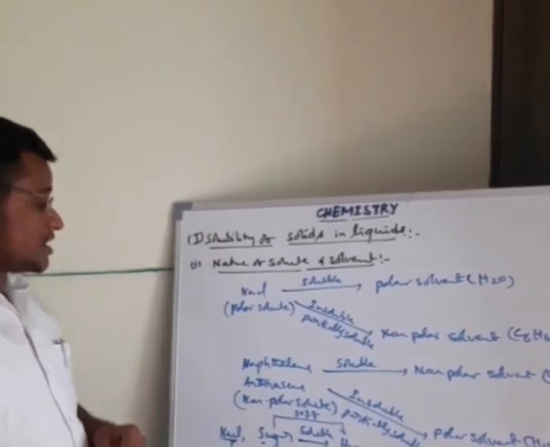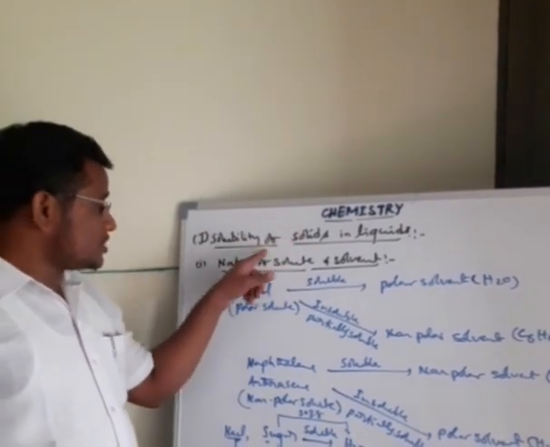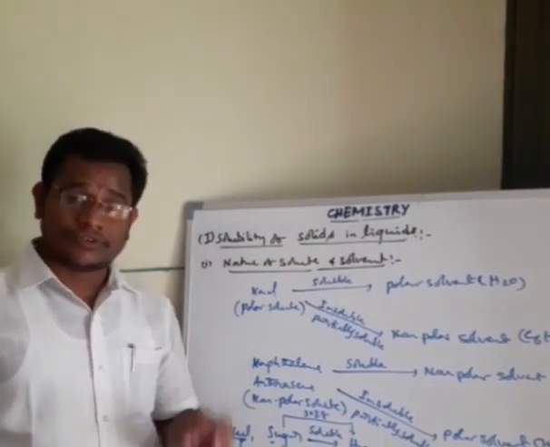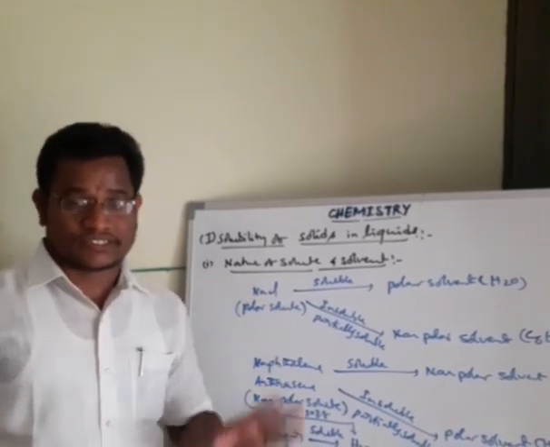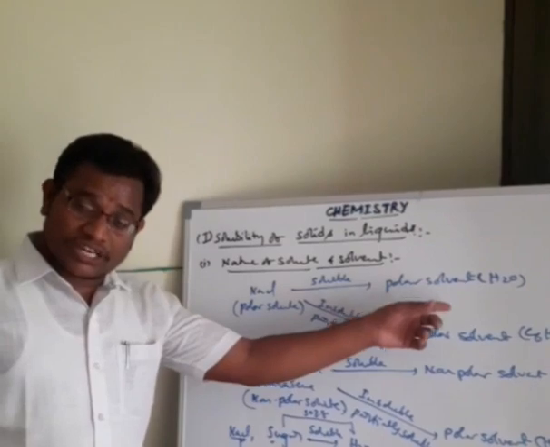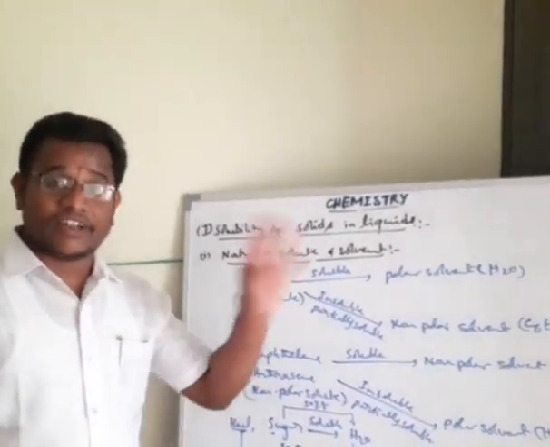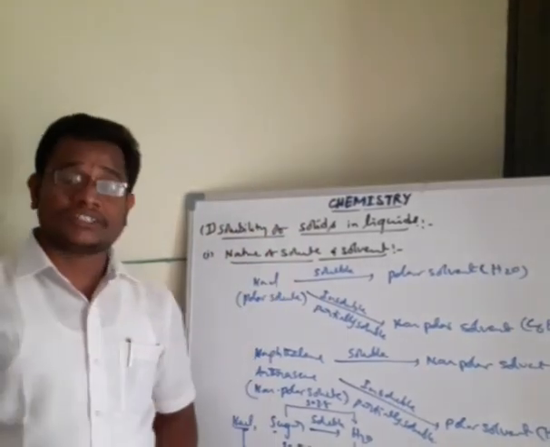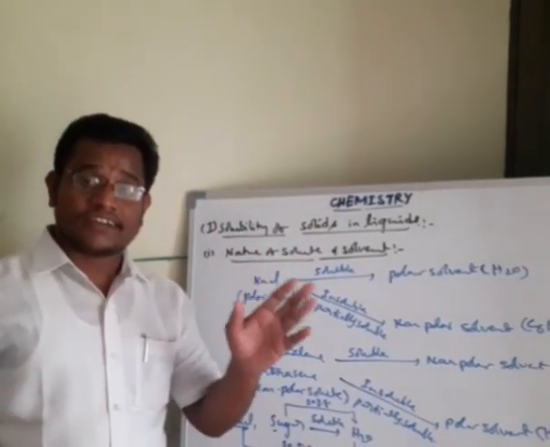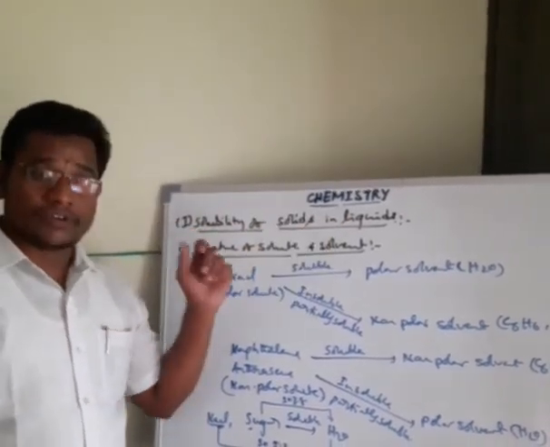So based on this concept, what are we understanding? The solubility of solids in liquids follows the like dissolves like rule. Like dissolves like means polar solutes are soluble in polar solvents, non-polar solutes dissolve in non-polar solvents. That is like dissolves like. That's why the solubility of solids in liquids follows the like dissolves like concept. That is about the solubility of solids in liquids, first fact.